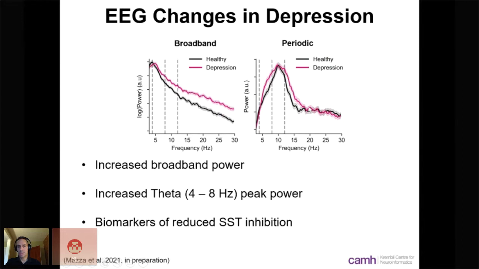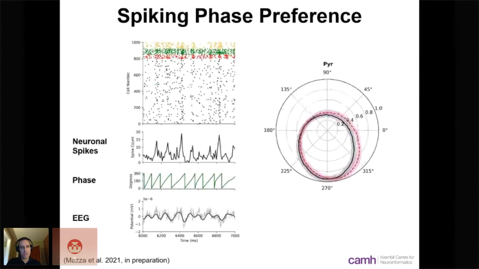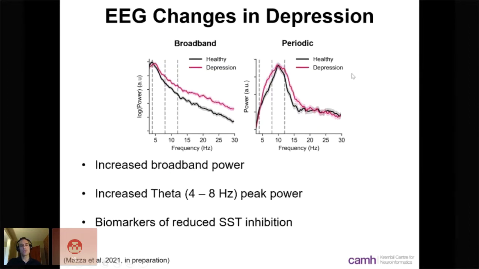So this, together with the absolute change, can be used as biomarkers of reduced SST inhibition. Because essentially, at least we make the prediction that when you reduce the SST in a realistic model and you simulate the EEG, those are the changes you expect to see. Obviously, there are quite a few aspects to being able to fully interpret that. I think I can mention them now, actually.